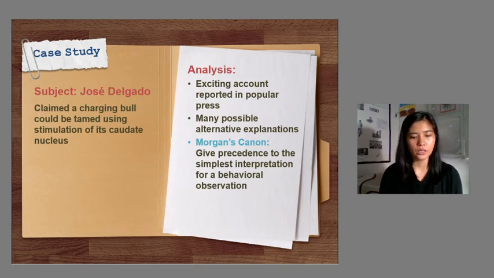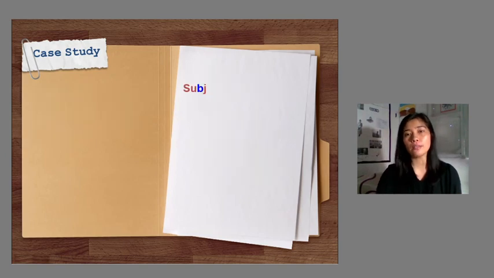So one alternative explanation that can abort a bull's charge in a simpler and more direct way is that the stimulation may have simply rendered the bull confused, dizzy, nauseous, sleepy, or temporarily blind, rather than non-aggressive, or the stimulation could also be painful. So within those, we will really give focus on the simplest interpretation of the behavior.